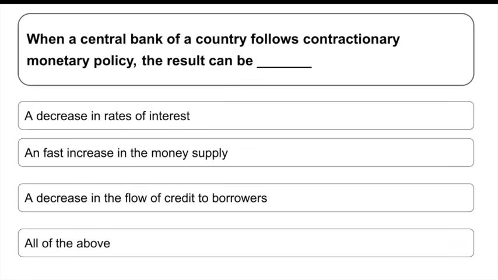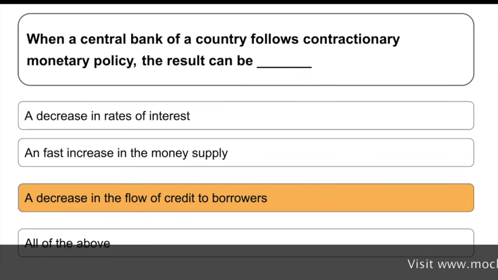Next question. When the central bank of a country follows contractionary monetary policy, this can result in. Options are A, a decrease in the rate of interest, B, a fast increase in the money supply, C, a decrease in the flow of credit to the borrowers, D, all of the above. The correct answer is a decrease in the flow of credit to the borrowers.